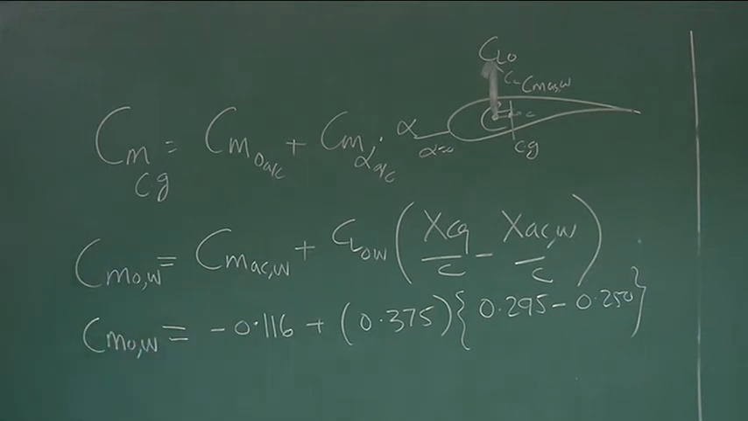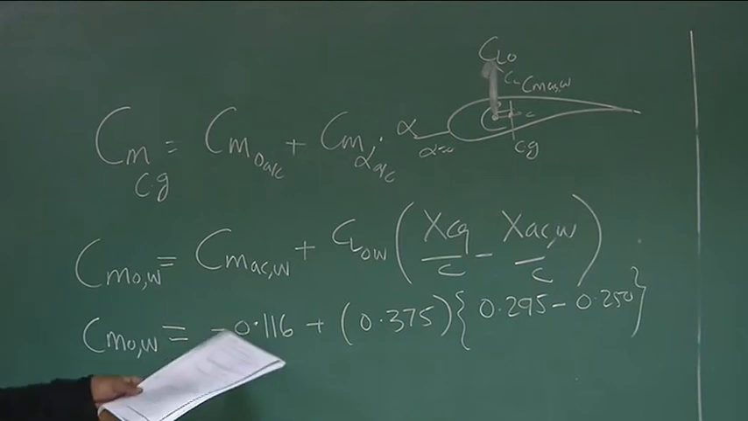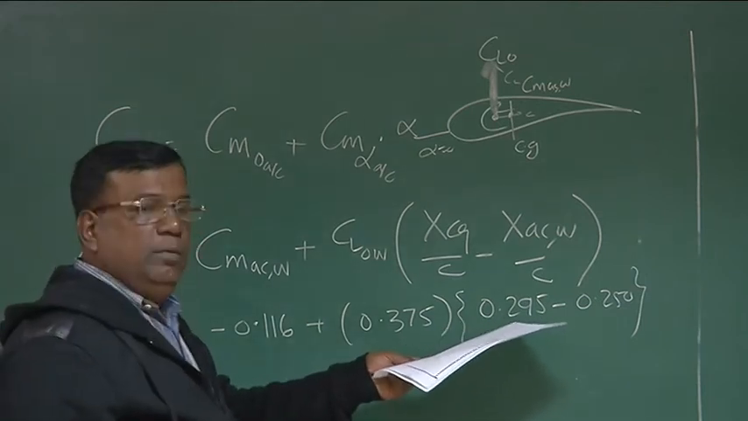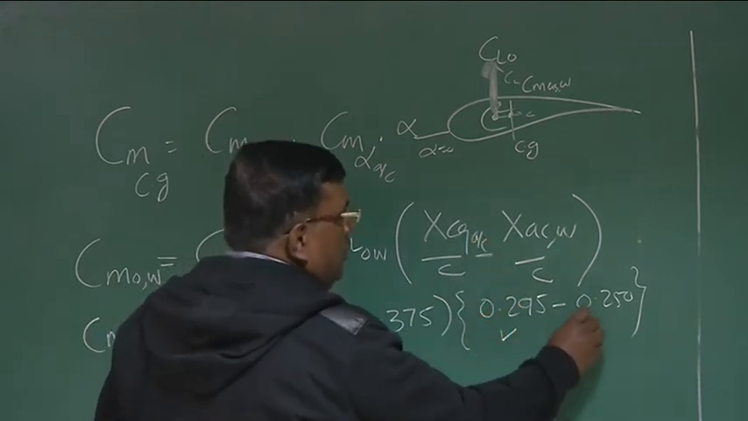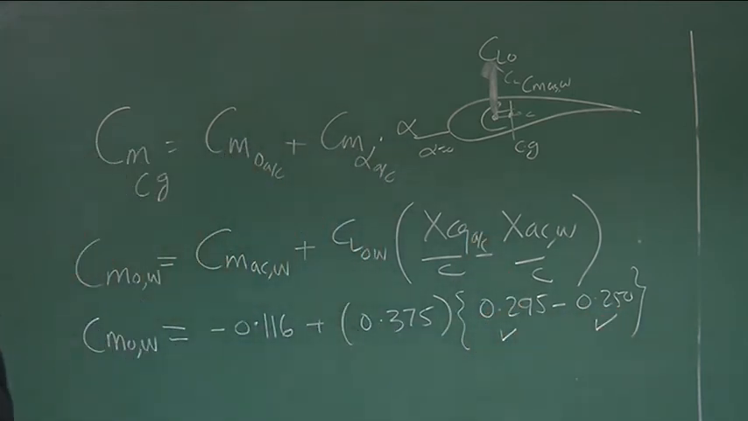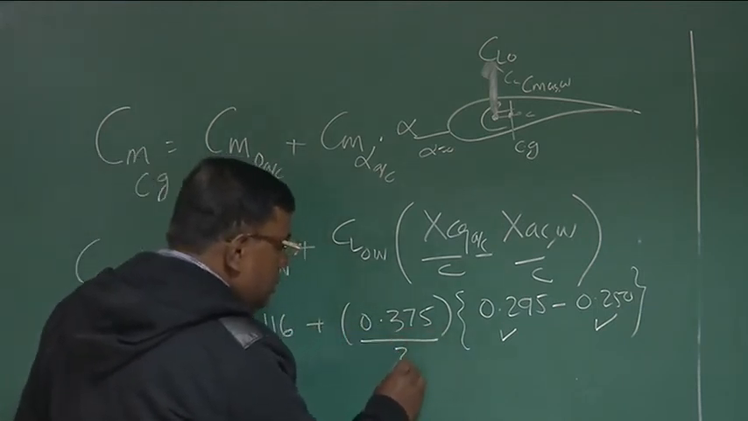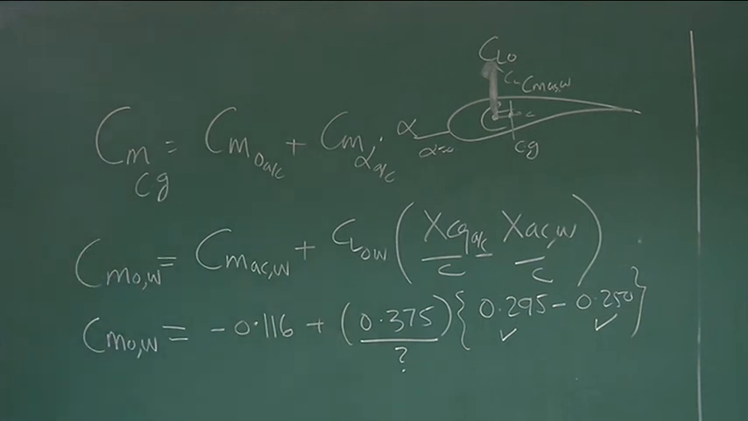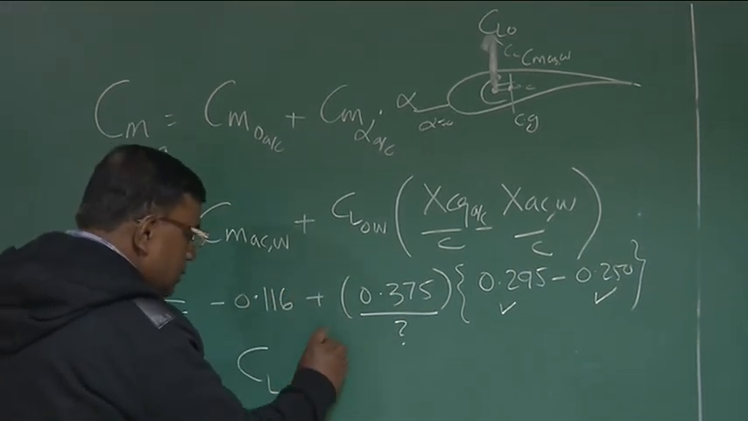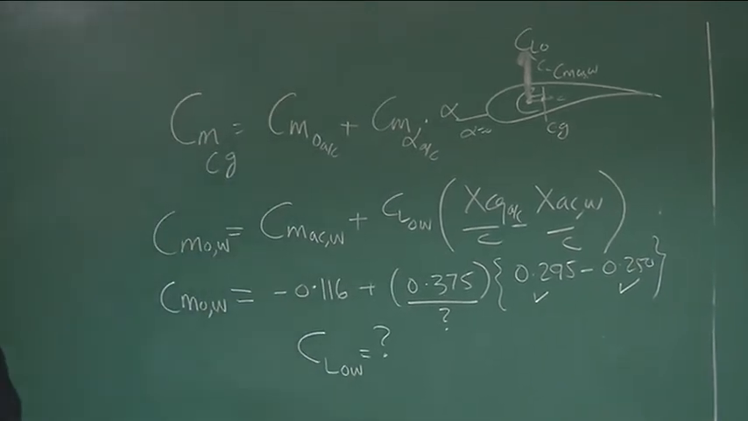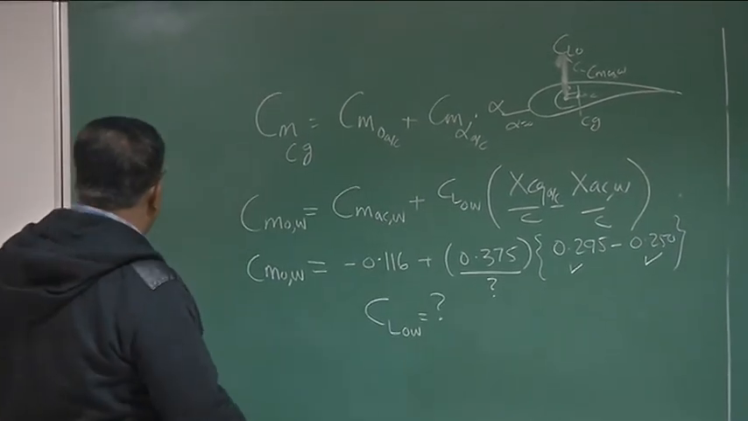What question is coming to your mind? If you say this is given, 0.116 minus CMAC wing, this is XCG of the airplane, it is given. This is aircraft, right? It is given. XAC wing, 25%, 0.25 is also given. But where from I got this number? Suddenly I have written it, where from I got this number? So let us see, what is this number? This number is nothing but CL naught wing. How do I find CL naught wing? Let us see what is CL naught.